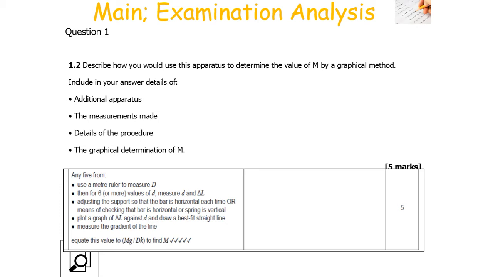You then adjust the support so the bar is horizontal each time, or you can check the bar is horizontal by using a spirit level or that the spring is vertical. You would then plot a graph of delta L against D and draw a straight line, measure the gradient of the line, then you can equate this to the values to find M.